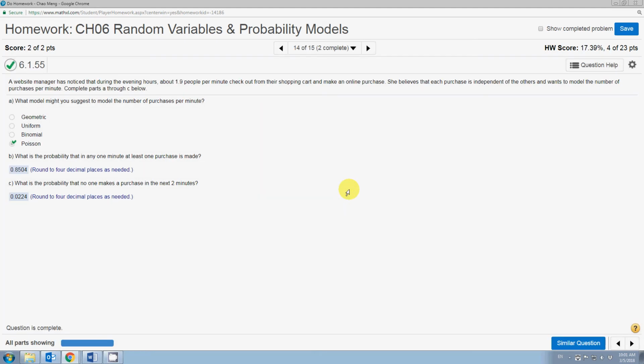So be careful about the time window. You have to find the correct average arrival rate based on the time window, because the one in the question may not be the same as the one given in the description. So you have to be careful about the time window in this question.